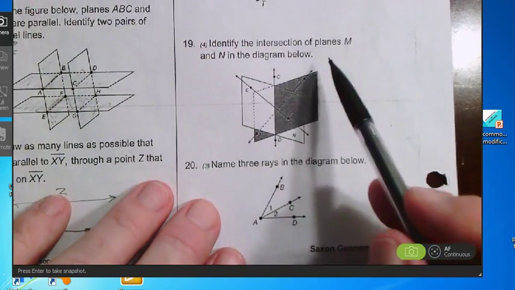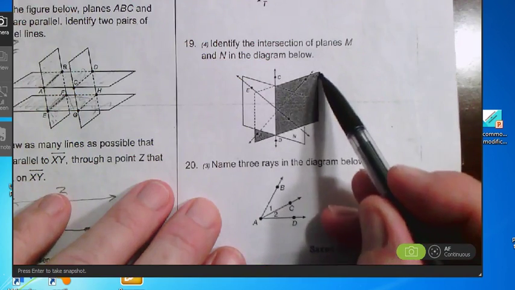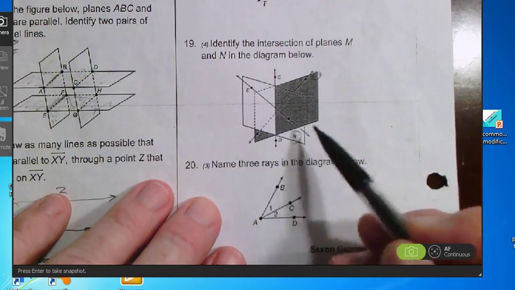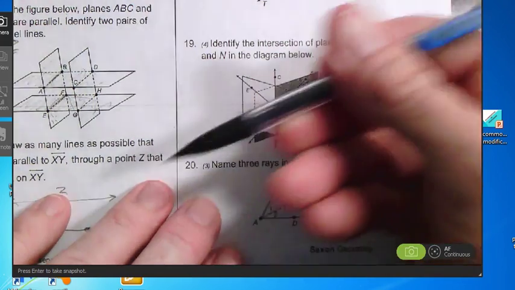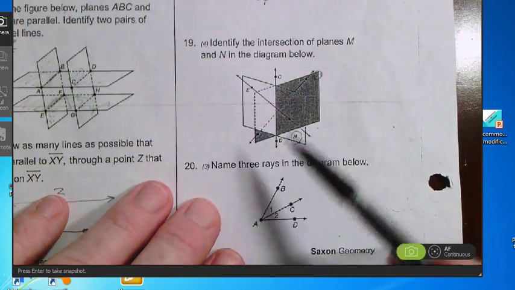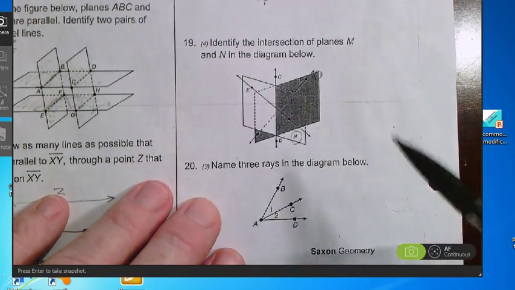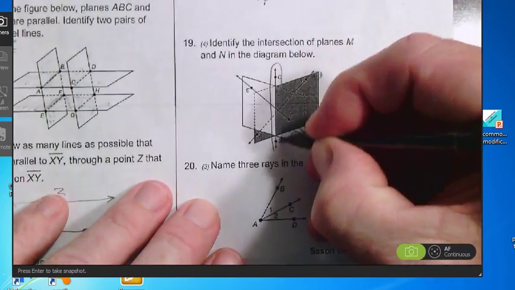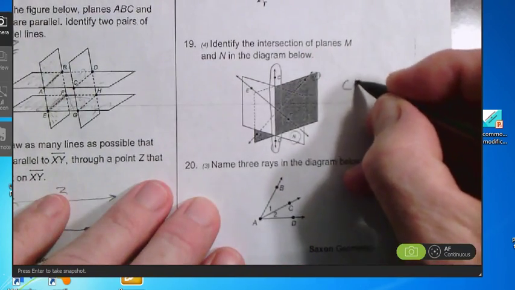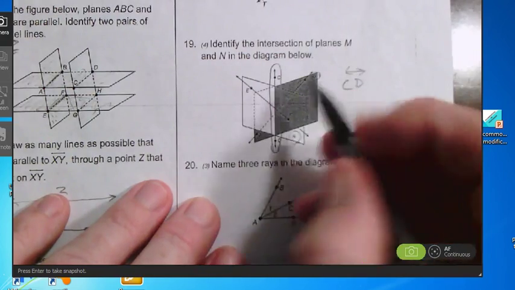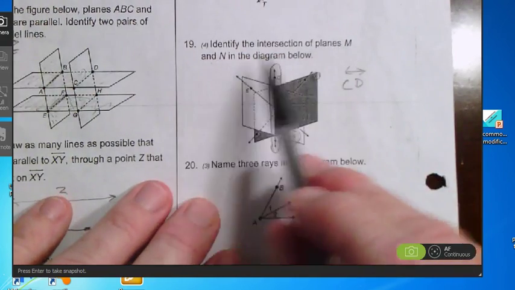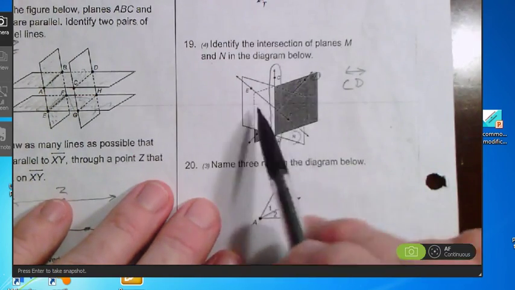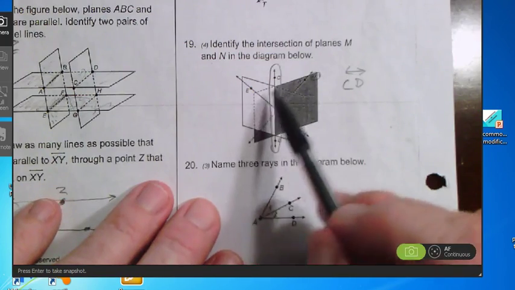19, identify the intersection of planes M and N. So you can see this is plane M, this is plane N. This plane is going that way, and this plane is going that way. So the intersection is this line right here, line CD. Remember that planes always intersect at a line. So that's what you have to be looking for when you're asked to find the intersection of planes.